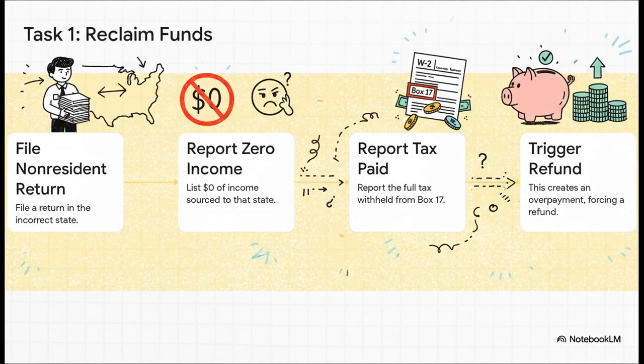Well, the entire burden, and it's a huge one, shifts to the employee. They basically have to fight a two-front war. First, they have to claw their money back from the wrong state. To do this, they have to file a non-resident tax return there. And here's the crazy part. They have to report $0 in income from that state, even though their W-2 says otherwise. But they claim the full amount of withholding as a payment. This creates a giant overpayment and forces the state to send them a refund.